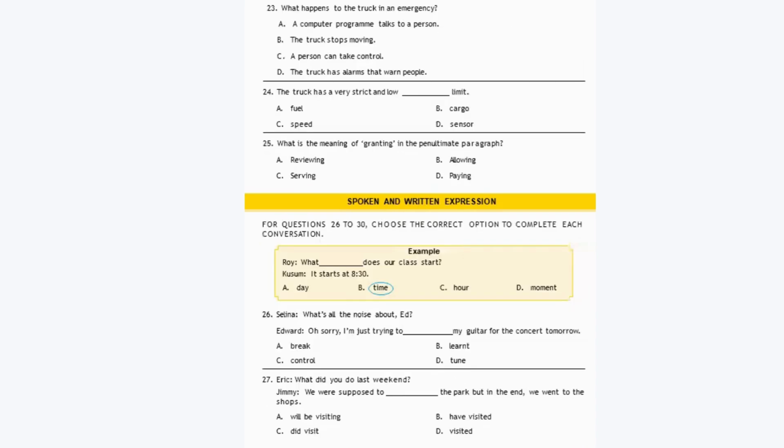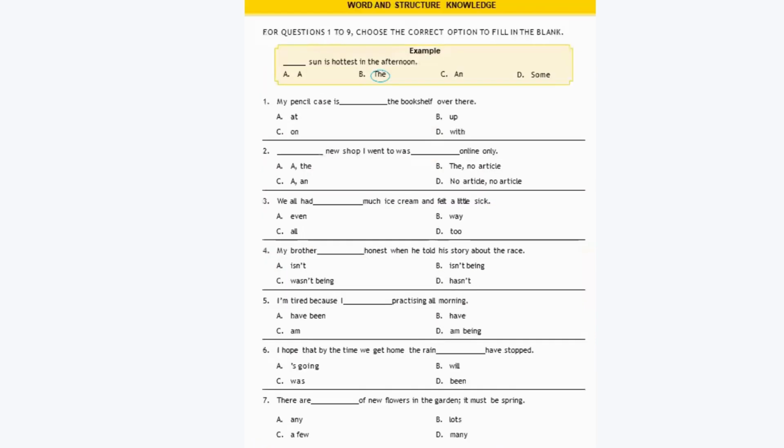Now let's go back to our first section. This is your first section, word and structure knowledge. For questions 1 to 9, choose the correct option to fill in the blank. Suppose you are given a question like "dash sun is hottest in afternoon." Here you need the correct article. When you are talking about the sun, you should use the definite article, the. The sun is hottest in the afternoon.